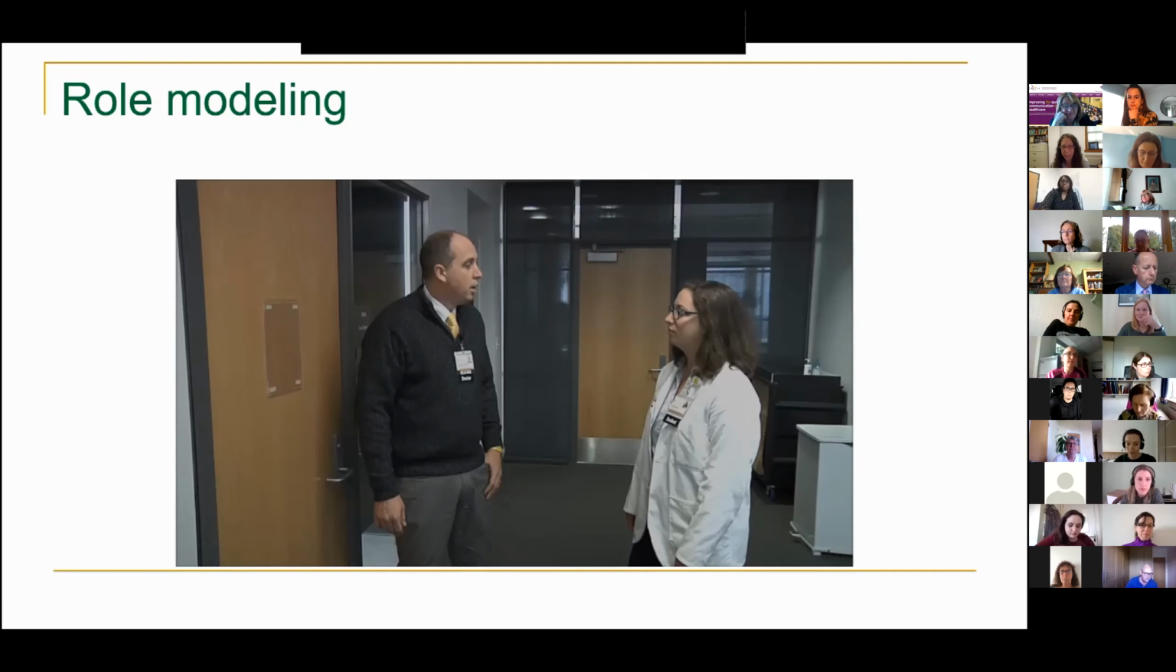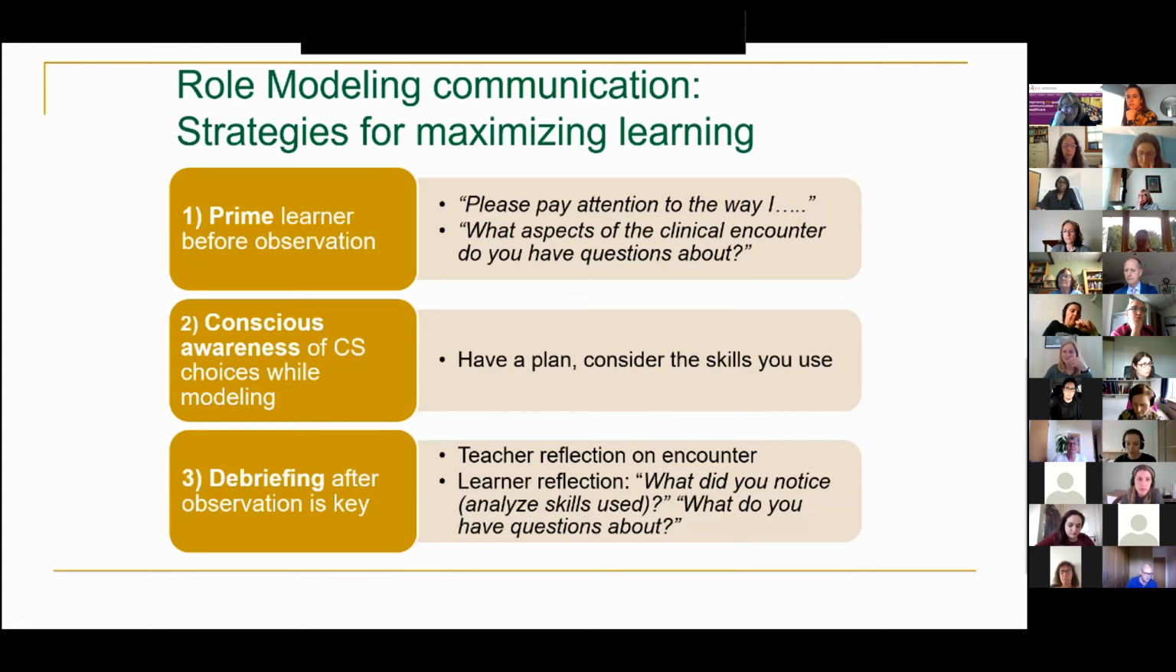The reason I wanted to show you that is when I talk to learners about role modeling, they say that is pretty much how it happens. That this is not uncommon. This is probably the most common way it happens. So what I want to do is highlight how we can make role modeling more effective and maximize the learning about communication. And there's really three steps that I'd like to emphasize.